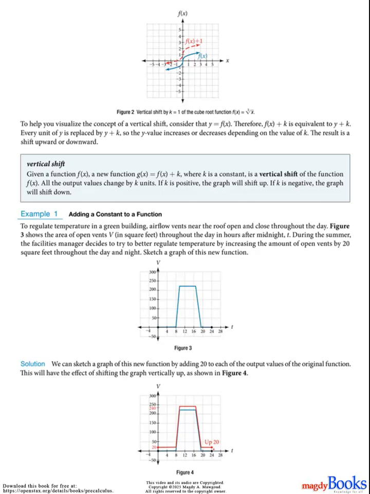Figure 3: t, V. Solution. We can sketch a graph of this new function by adding 20 to each of the output values of the original function. This will have the effect of shifting the graph vertically up, as shown in Figure 4. Figure 4: t, V, up 20.